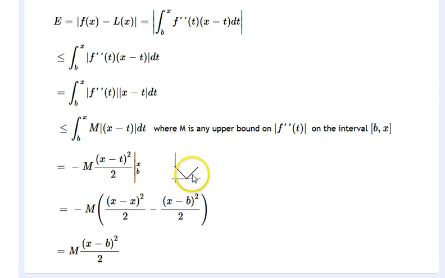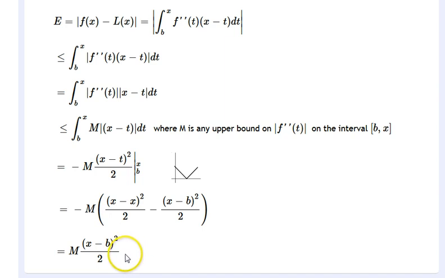But it's a 45-45 right triangle. The base and the height are the same. They're both x minus b. So that's what I'm seeing here, that x minus b is the base. It's also the height. And then times a half. 1/2 the base times the height is the area of either that little triangle on that side or this little triangle on this side. And that, of course, is then multiplied by M out in front.